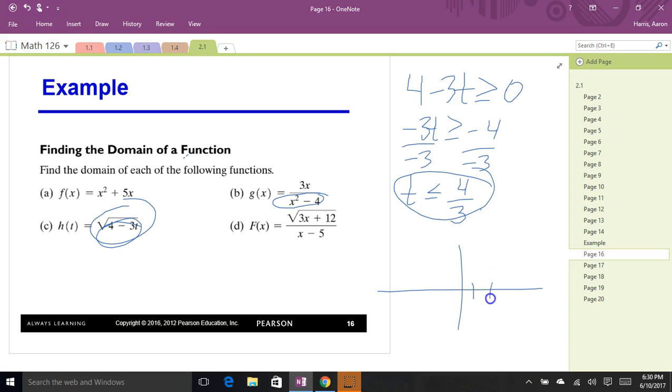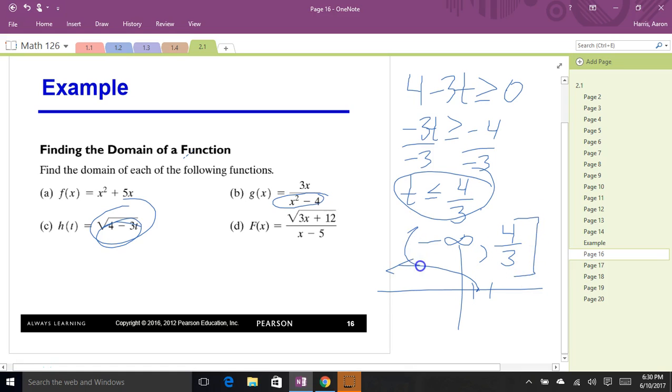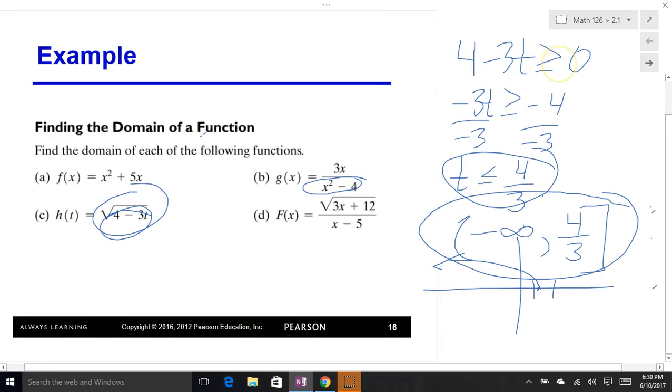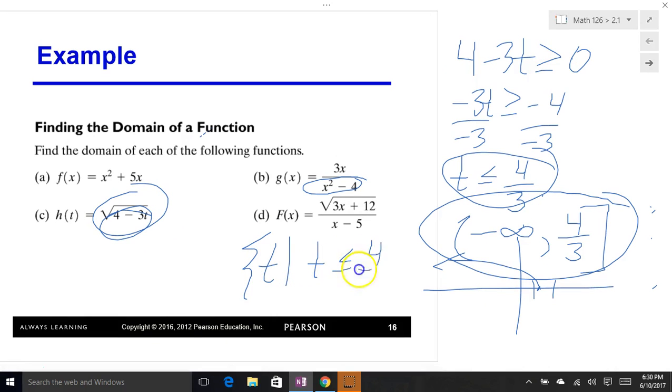In other words, the graph of this thing is going to look something like that. It's going to be less than or equal to 4/3. So it's coming from negative infinity up to 4/3, and we can include that, or equal to 4/3. This is our domain on this. Okay? The way you say that in set notation is t such that t is less than or equal to 4/3.